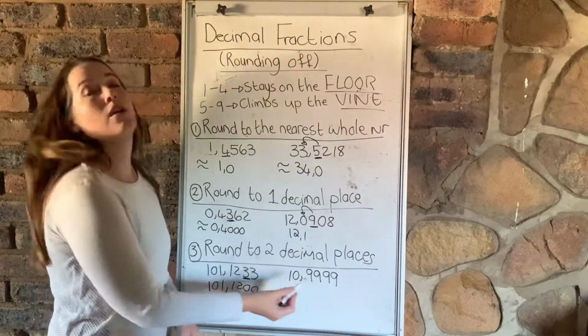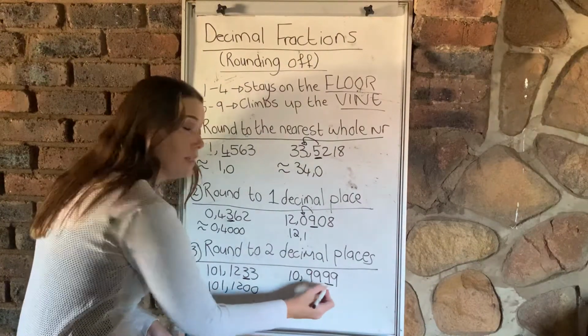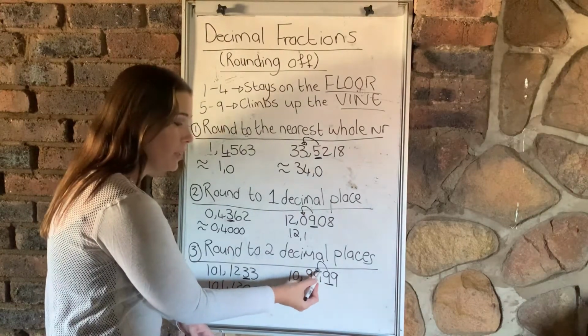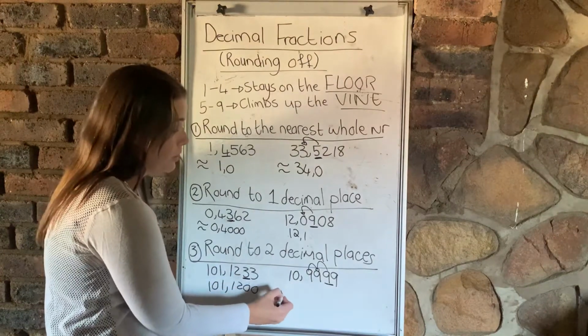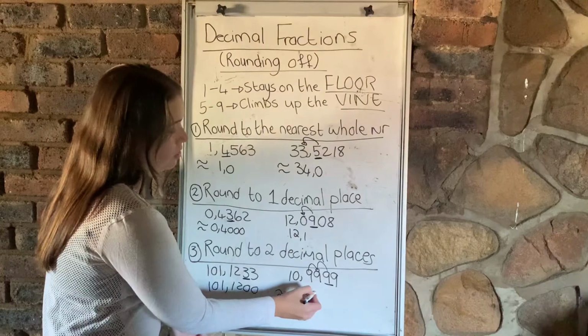This side, we round into the second decimal, so we must look at the third decimal. 9 goes up, so this one's going to make this one go up. And then because it's a 9, it's going to make this one go up. So this one is going to become 11 or 11, 0.